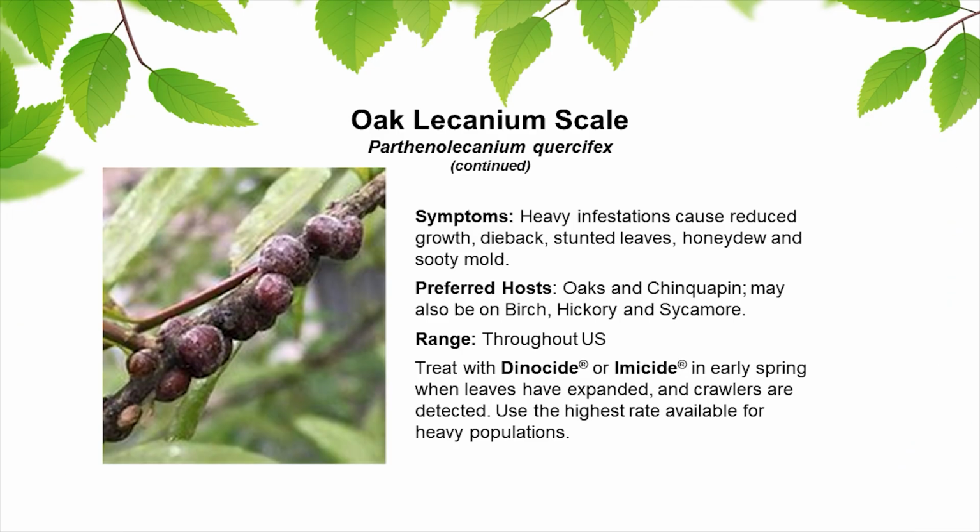Heavy infestations of Oak Lecanium Scale cause reduced growth, stunted leaves, branch dieback, honeydew, and sooty mold. Preferred hosts of Oak Lecanium Scale are oaks and chinkapin. They may also be found on birch, hickory, and sycamore. They can be found throughout the United States.